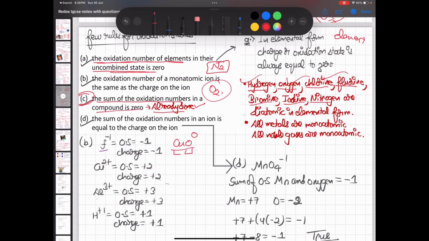The sum of oxidation number in an ion is equal to the charge on ion. This point we will discuss. Let's first of all go through the B point.